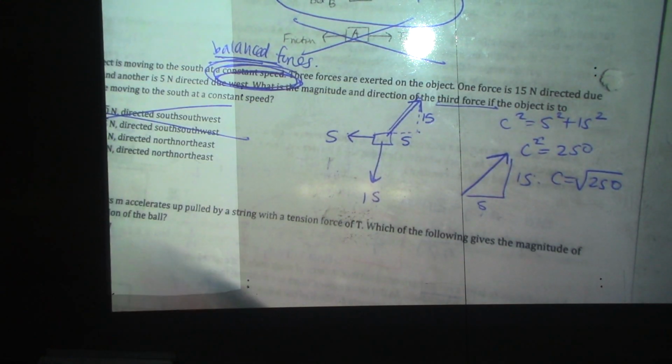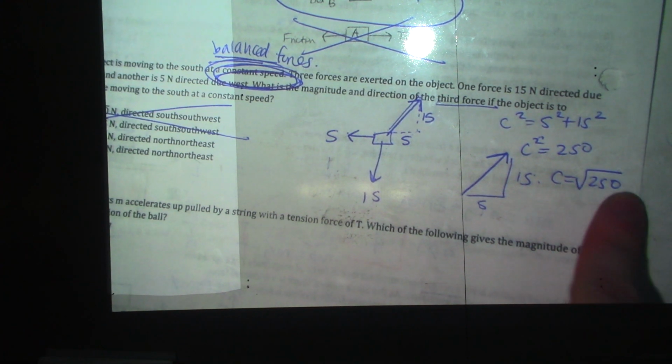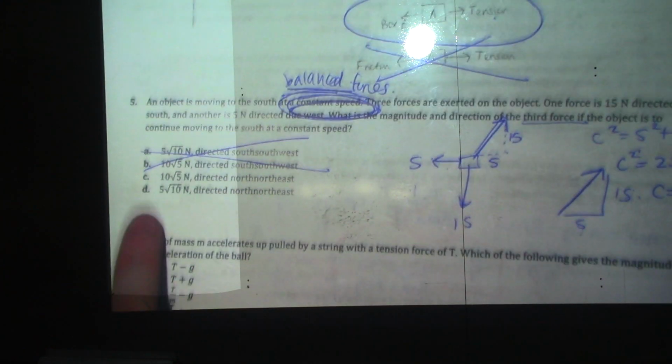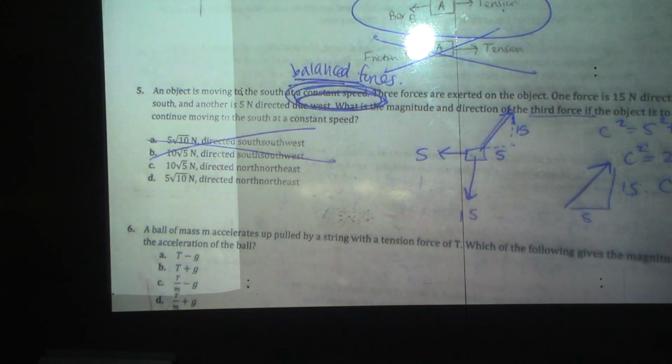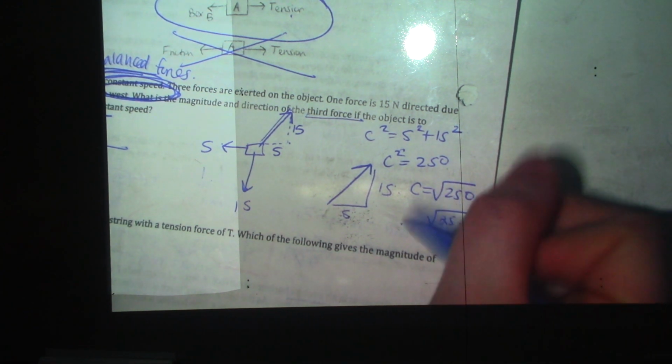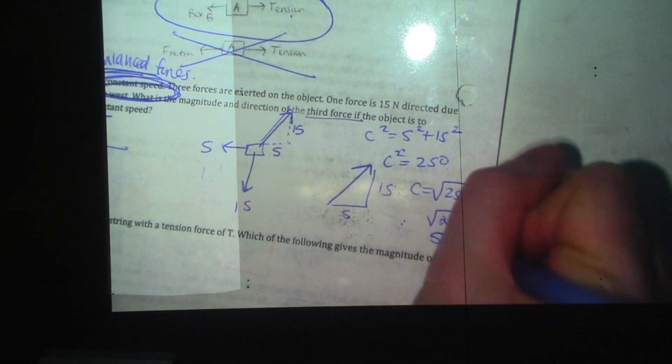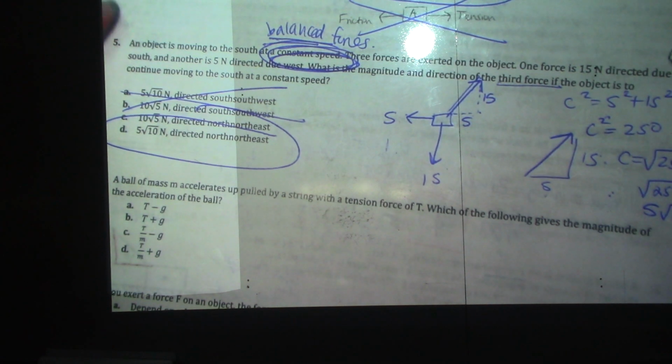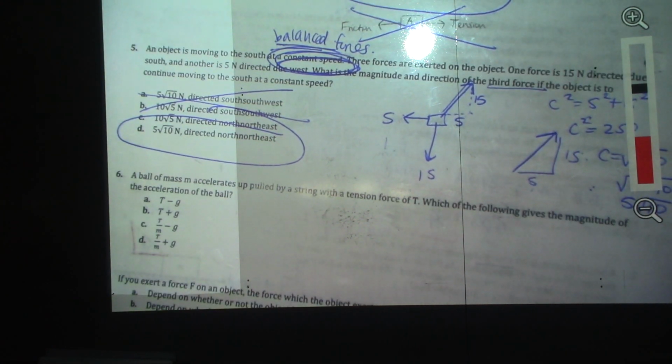so c, or the force I'm looking for, is the square root of 250. Now, that is not any of my answers, but you can type in your calculator square root of 250, 10 root 5, 5 root 10, and see which one is correct. Or you can think about this as 25 times 10. Only perfect squares get to come out of the square root, so when 25 comes out of the square root, it's now a 5. So then your answer is D. Or again, you always have a calculator on the AP physics test, so you could just see which one matches. Probably would save time that way.